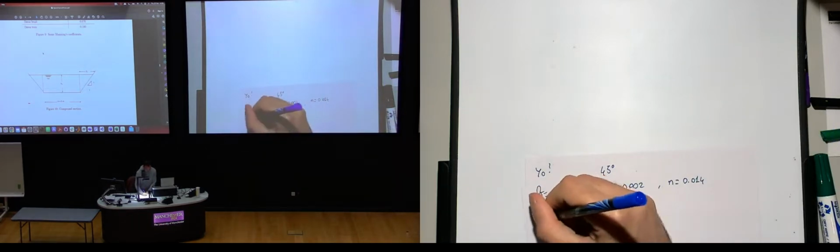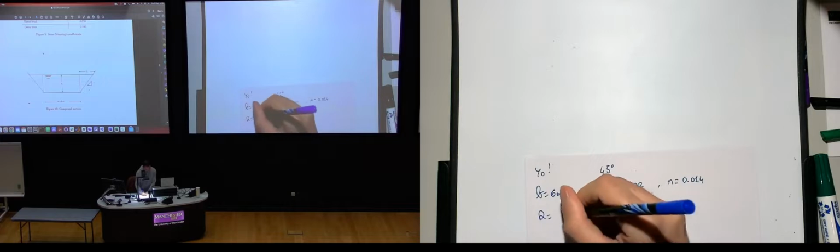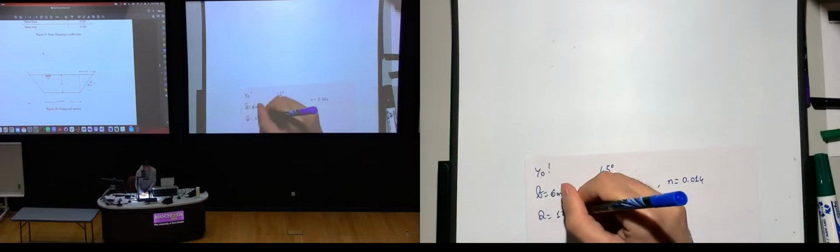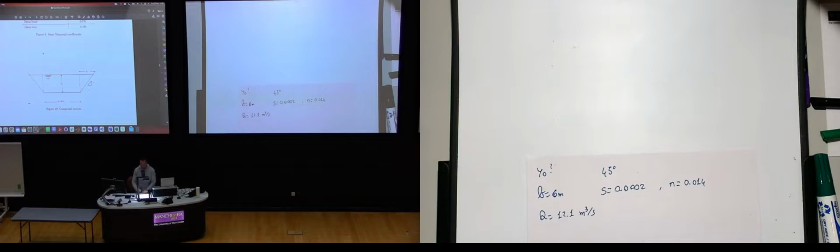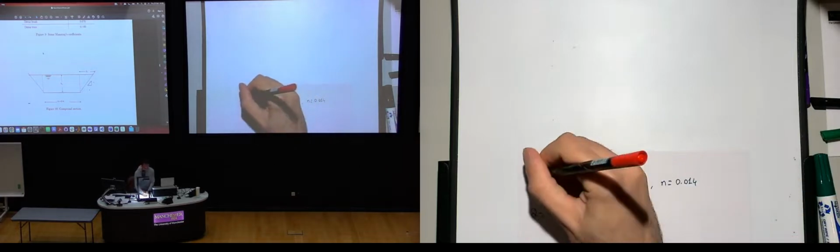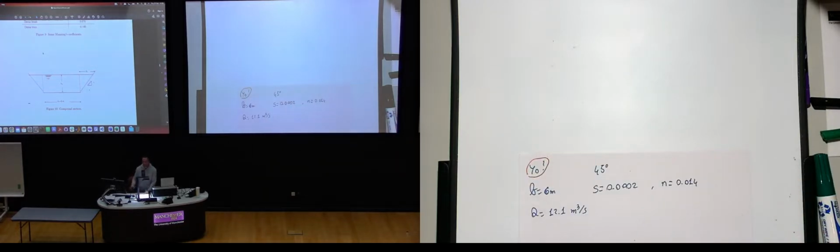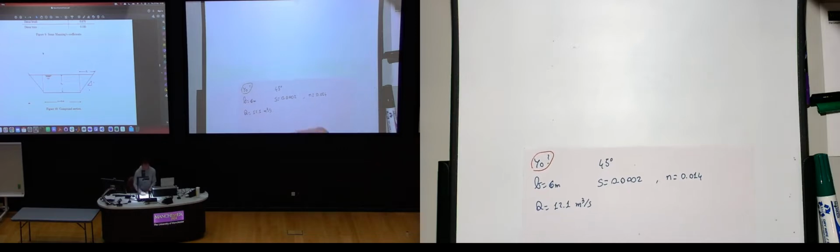The flow rate is 12.1 meters cubed per second. We want to compute the water height of uniform flow corresponding to this situation. Okay, let's write some equations.